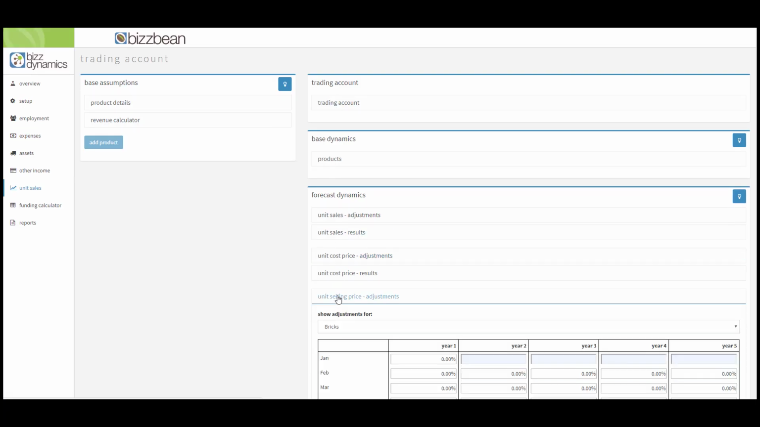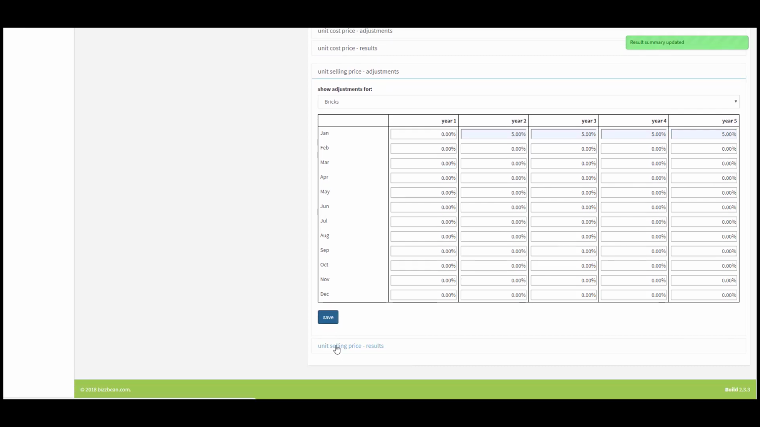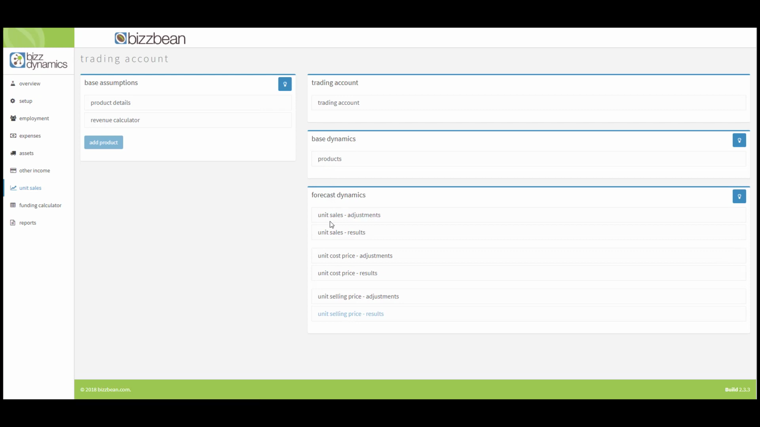So what we would need to do is go to the adjustment side there, and we'd probably need to add 5% to our selling prices, and let's see what happens when we do that. As you can see, we can do it at the beginning of the year, or we can do it at any point in time. And if we save that, just let me show you what happens. If we look at this, you can see that that 1 rand has gone to 1 rand and 5, 1 rand and 10, 15 and 20. So you can see there's the prices as they've increased over time.